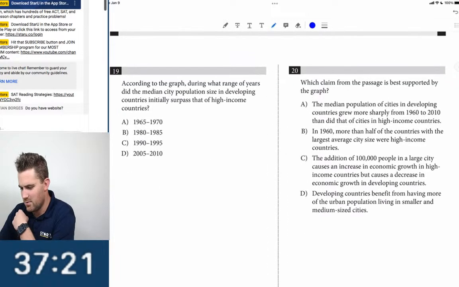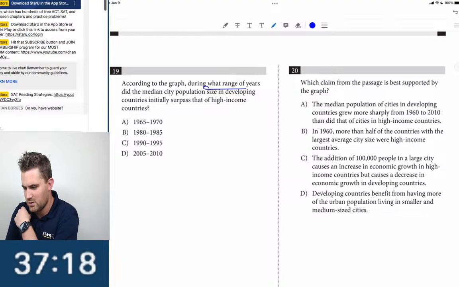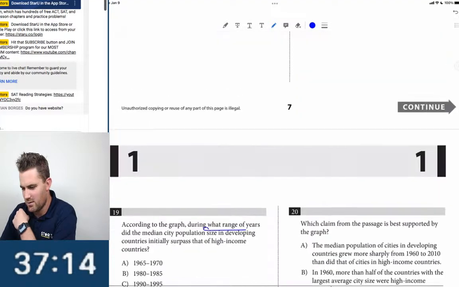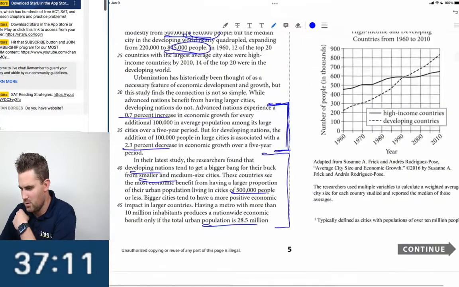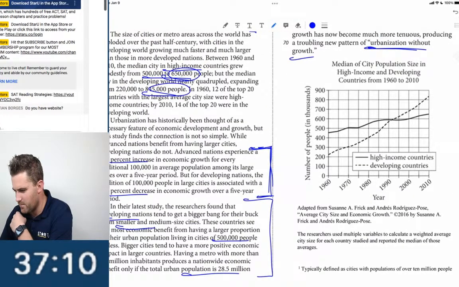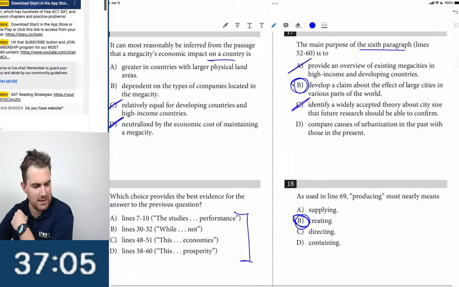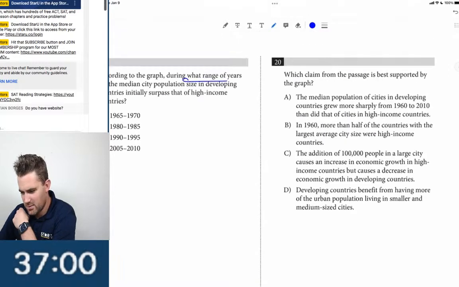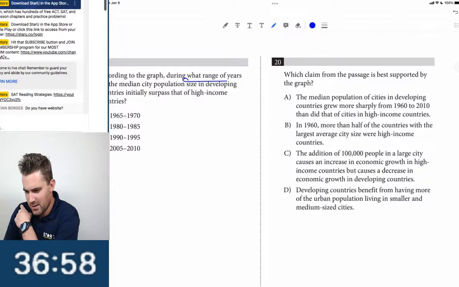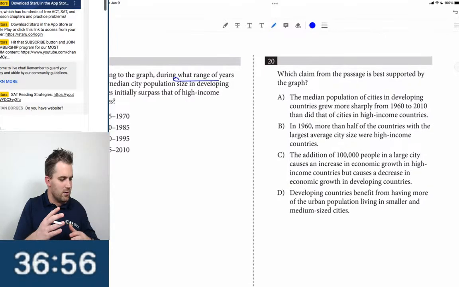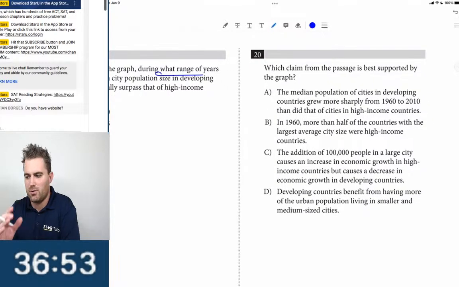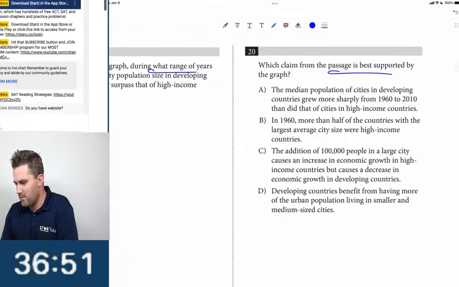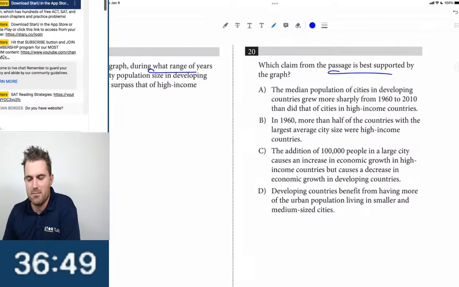According to the graph, during what range of years did the median city population size in developing countries initially surpass that of high-income countries? Chart. So let's see. Looks like it's right here. It looks like 1990, guys. Does everybody see kind of where that happens? 1990 to 1995, right? And guys, when they're talking about the comparison questions, just look to see where it is, right where they cross on the graph. That's why my eyes immediately went there.